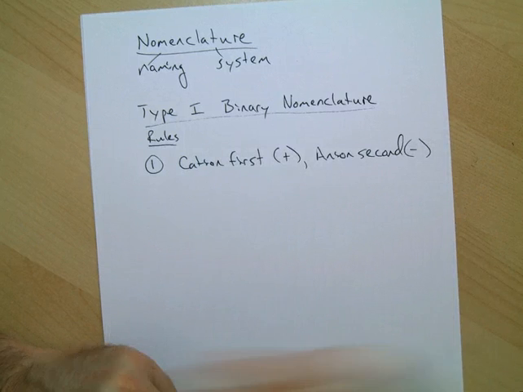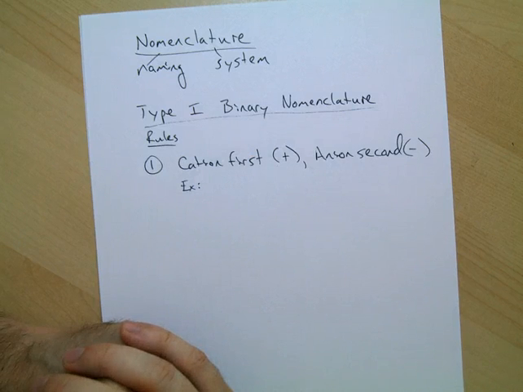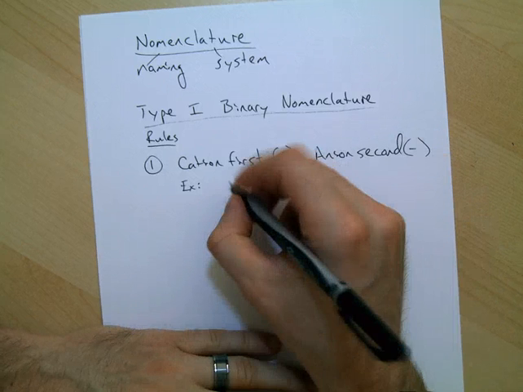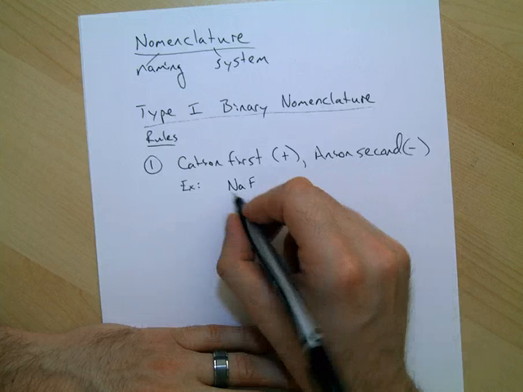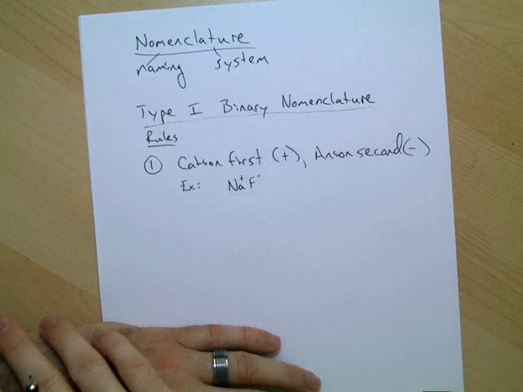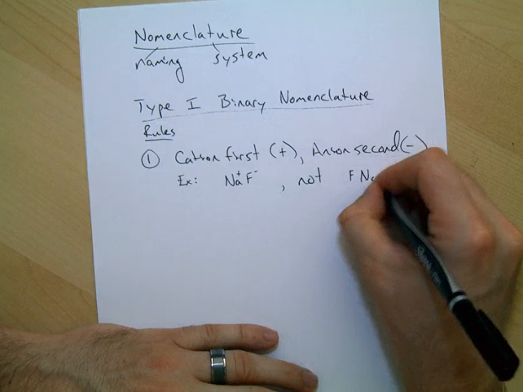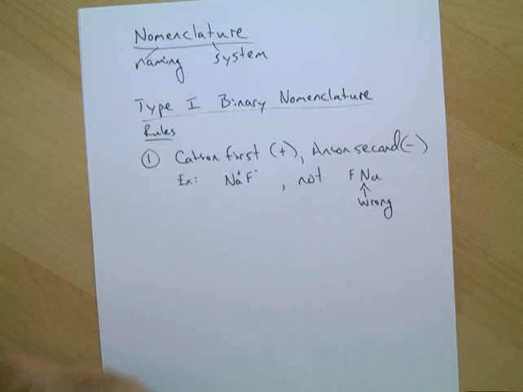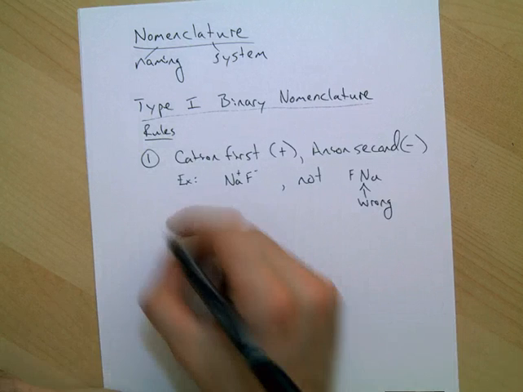So an example would be if I have a compound that's sodium and fluorine bonding together to form the salt, sodium fluoride, I would write the formula NaF because the sodium has a positive charge and the fluorine has a negative charge, not FNa. That's totally wrong, completely wrong. Always make sure you write both the formula and the name with the positively charged ion first and the negative one second. That's rule number 1.